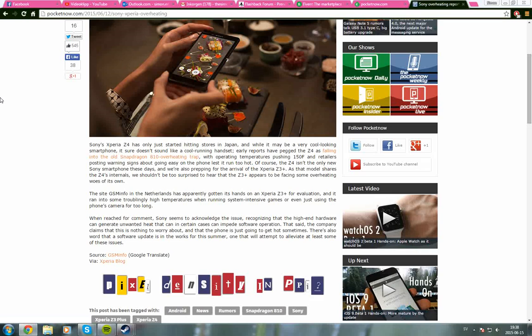So yeah, it's called Z4 in, well, in Japan, which they are already selling there. I am unsure if they are selling in Europe with the Z3 Plus. At least it's going to start selling pretty soon if they ain't selling it yet.